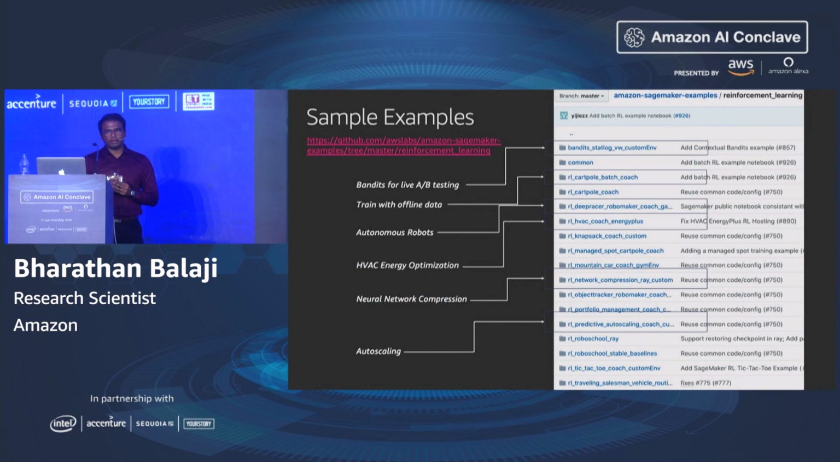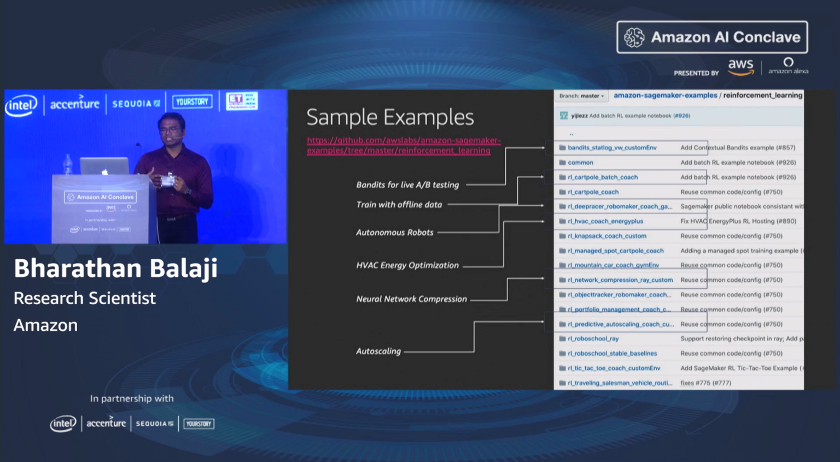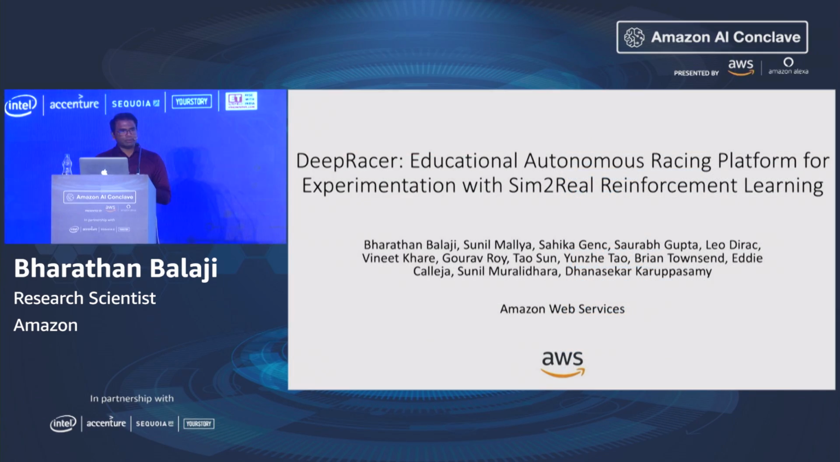We have provided a number of different examples which are open source on GitHub that cover domains across autonomous robots, HVAC energy optimization, neural network compression, resource allocation, and also include the bandit examples that we covered earlier. This includes use of multiple deep learning frameworks, different algorithms, and multiple RL libraries, just to provide a variety of different use cases that might fit your particular problem. I'll leave you with a brief overview of how DeepRacer works with this video.